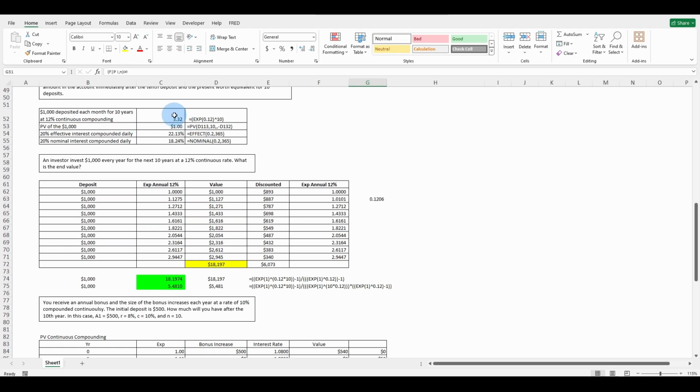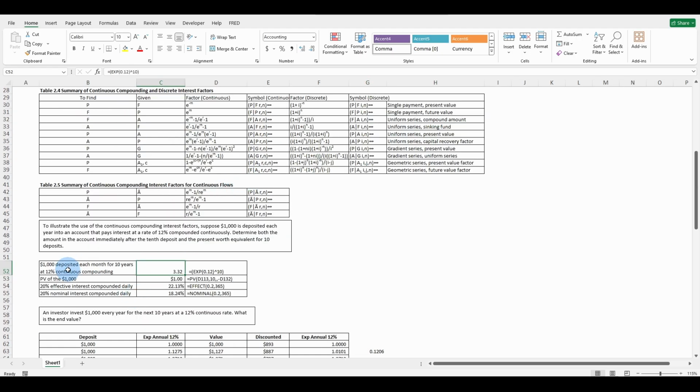So here, all we're doing is taking $1,000 deposited each month for 10 years at 12% continuous compounding. That should be the equivalent of this right here, 10,000, $1,000 each month. So that's the equivalent of EXP(12), and that should be the equivalent of this uniform series present value. In the present value, all we're going to do is reverse this. So here we have this factor.